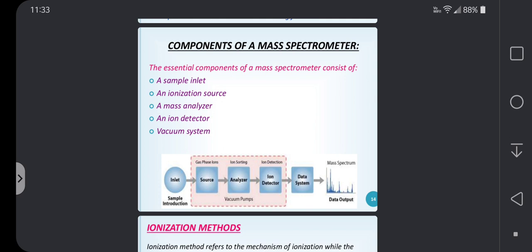Components of a mass spectrometer. The essential components of a mass spectrometer consist of a sample inlet, an ionization source, a mass analyzer, an ion detector, and a vacuum system.